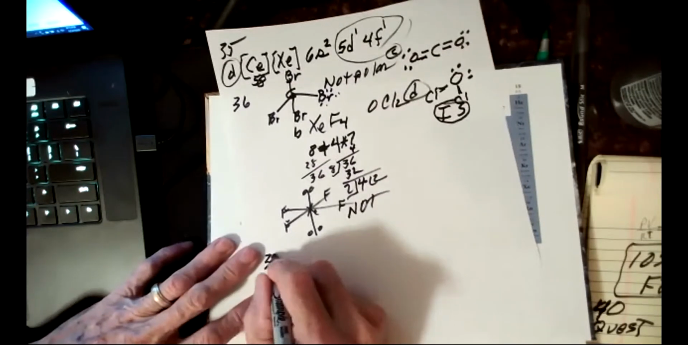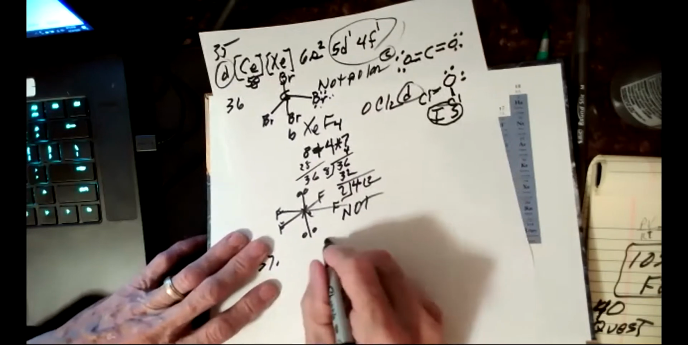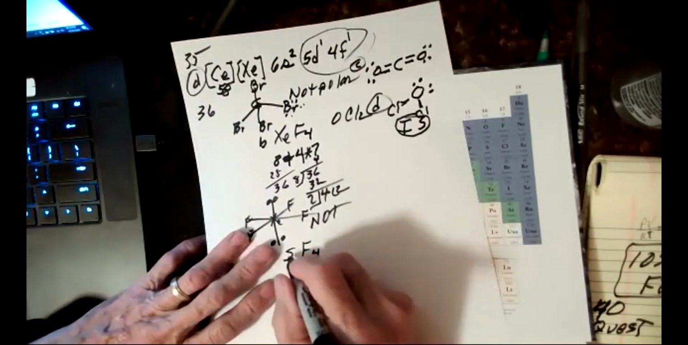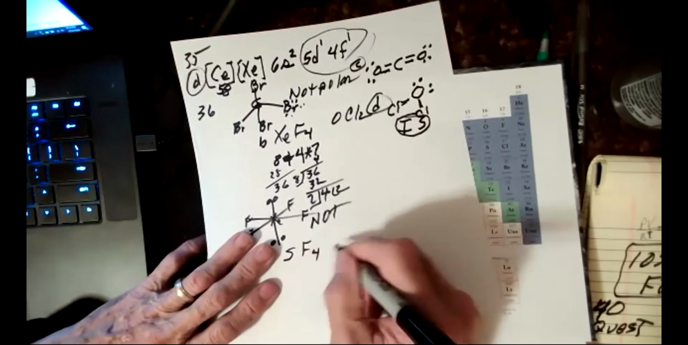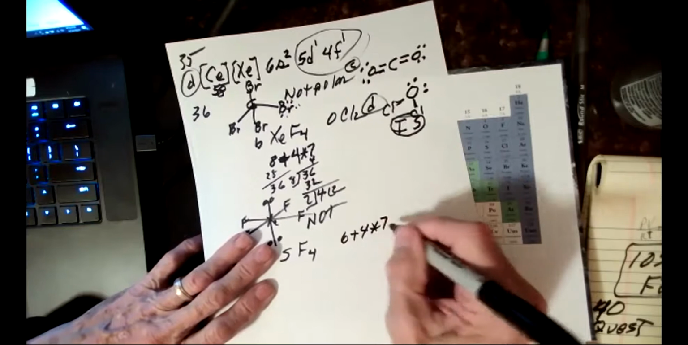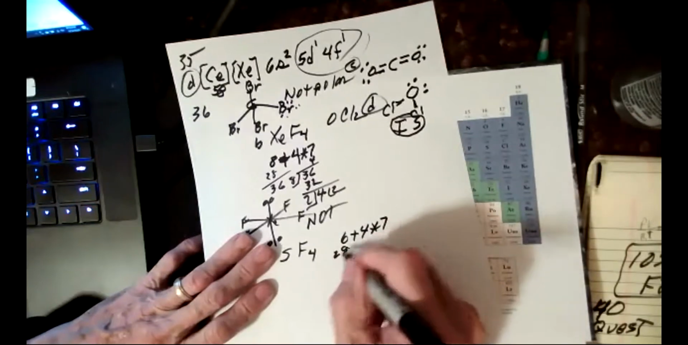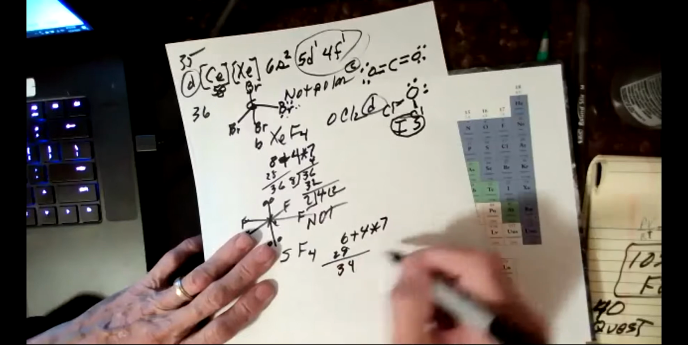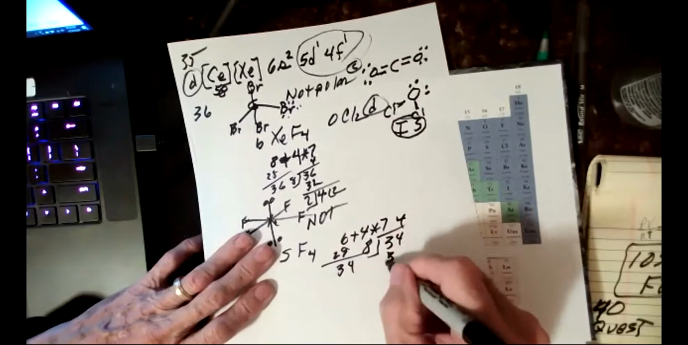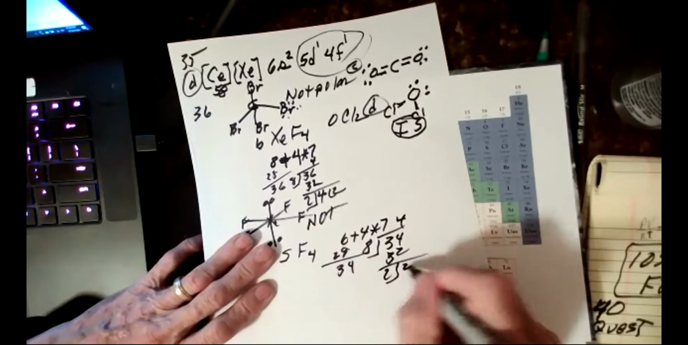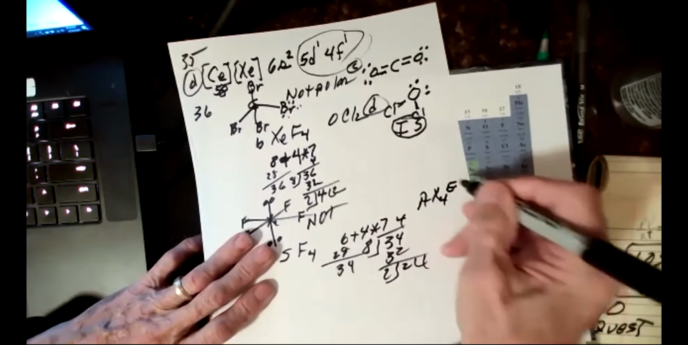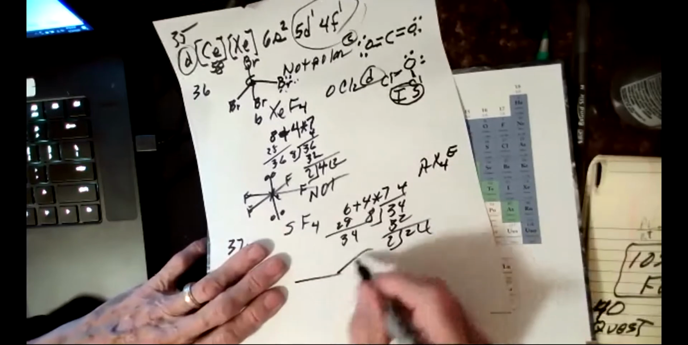Number 37. The electronic geometry of SF4. We have to do the math because sulfur should only form 2 bonds. This is showing 4. So 6 plus 4 times 7. 4 7s are 28. 28 and 6 would be 34. 34 divided by 8 is 4. 32, remainder is 2. Divided by 2 is 1. It's an AX4E type. 5 things attached as a trigonal bipyramid.